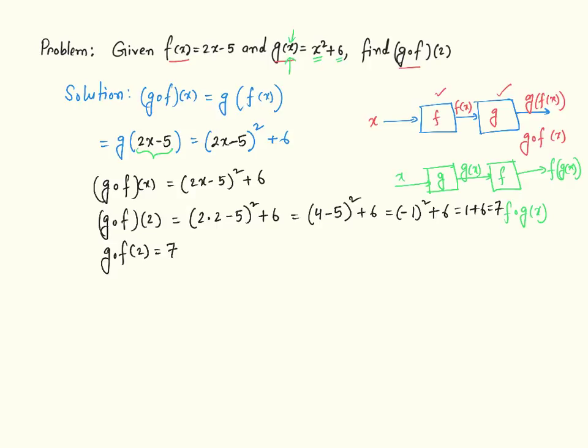Now let me quickly summarize what I did here. Basically, I was given two functions f and g, and I used the definition of function composition to find g composed with f of x. Once I found the function g composed with f of x, I replaced x by 2 because I am trying to find the value of the function when x is equal to 2.